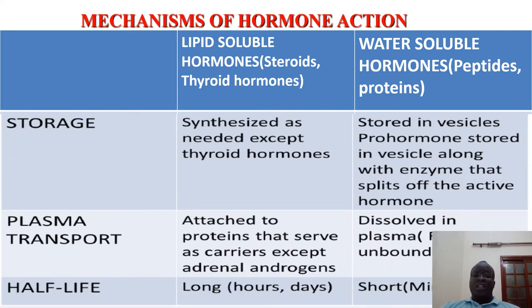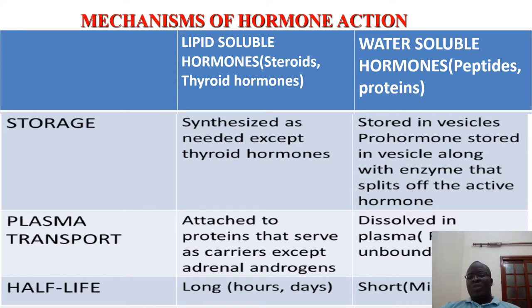As for storage, lipid soluble hormones are only synthesized as needed, except for thyroid hormones. Thyroid hormones, although they are fat soluble, will still be synthesized and packaged within vesicles. But most of the lipid soluble hormones are synthesized when they are needed, so their production is enhanced when there is need for that particular steroid hormone.